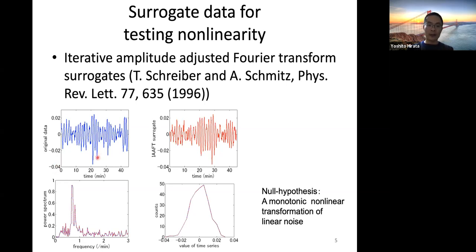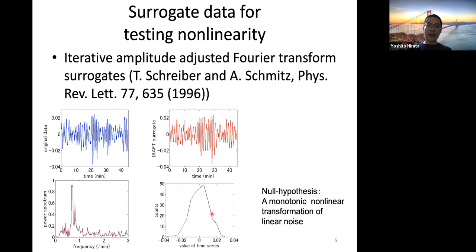On the left-hand side, we show the original time series, and the right-hand side shows the surrogate data. In the left bottom panel, we show the power spectrum. These power spectra match very much. And the spatial distribution is matched as shown in the right bottom panel.